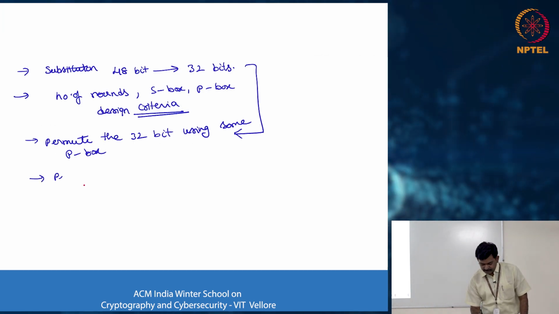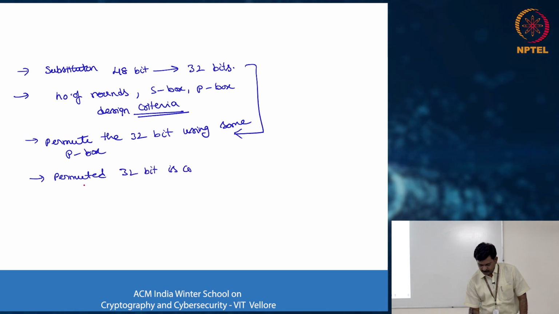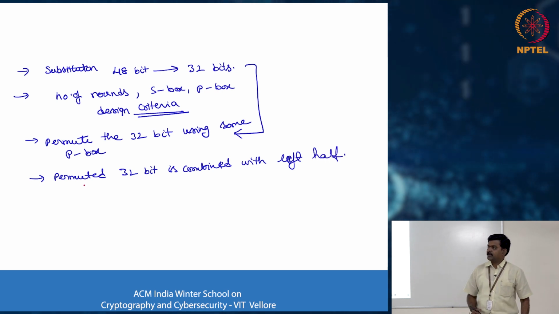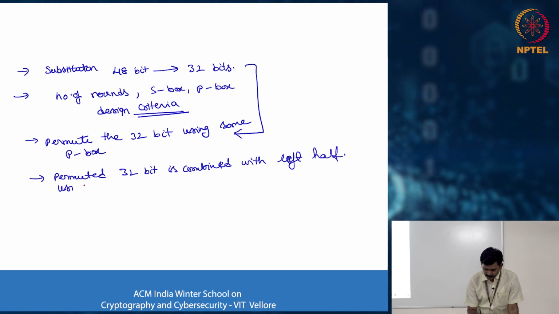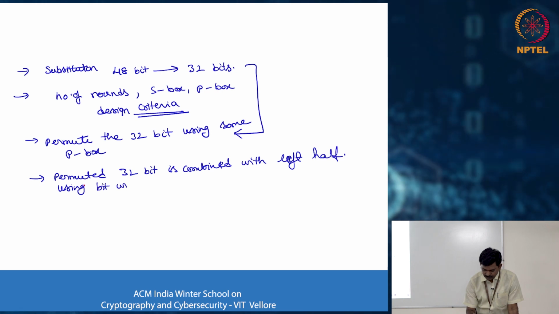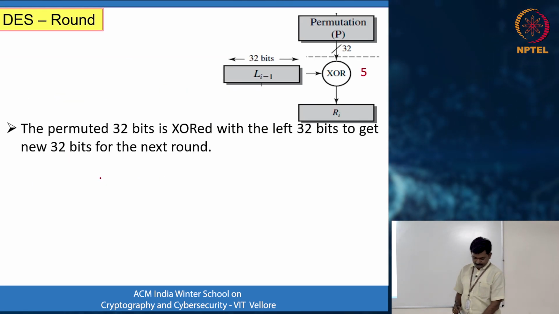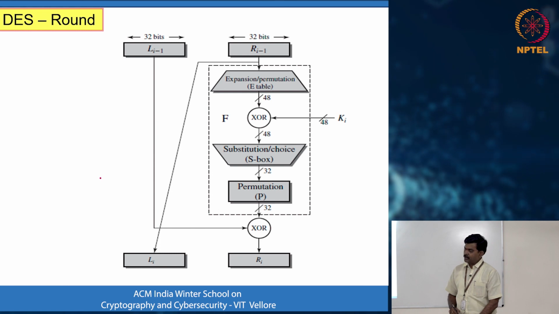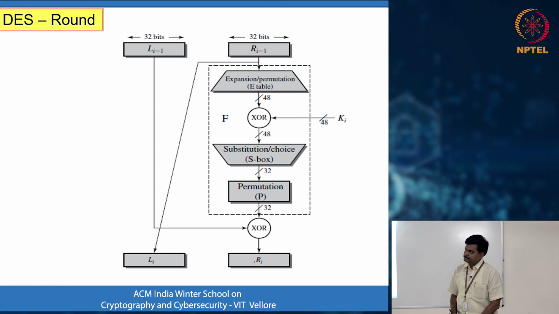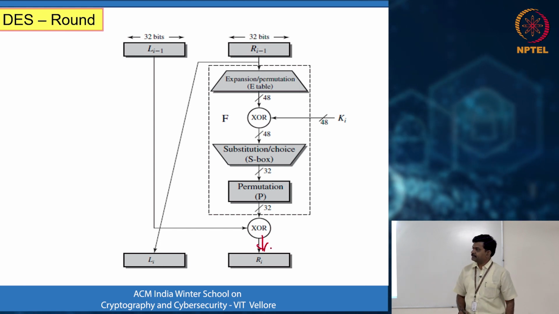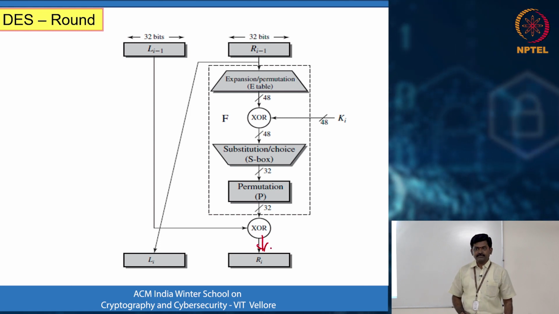After that, what happens? It is combined using bitwise XOR. So once you do that, you get the output, which is the new right. What is the new left? The old right.